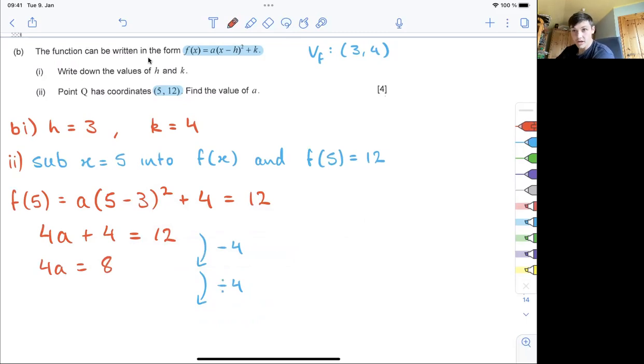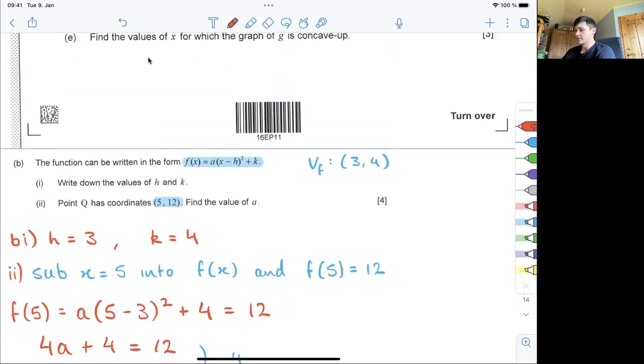We'll get 4a divided by 4, which will just leave us with a. And 8 divided by 4 is 2. Okay, and so there we have the value of a. Cool, let's move on to part C.